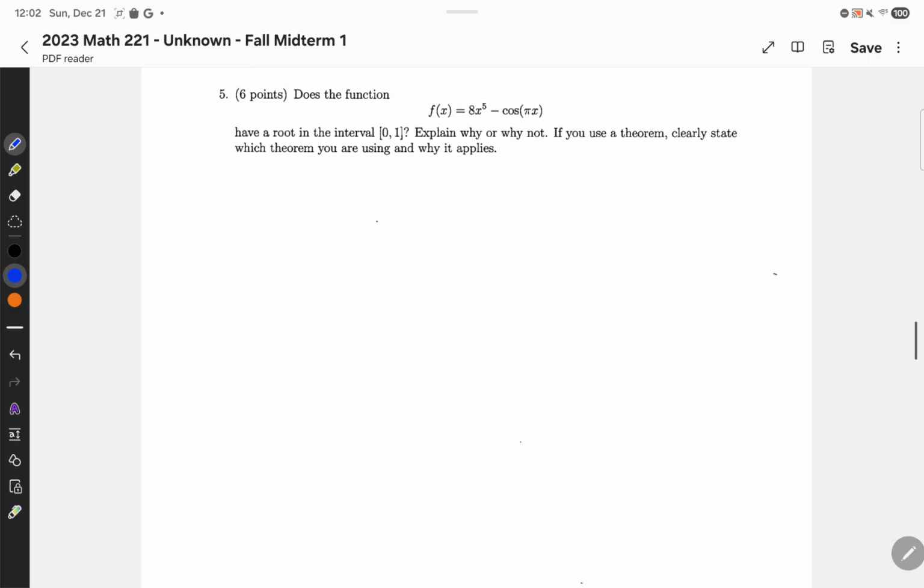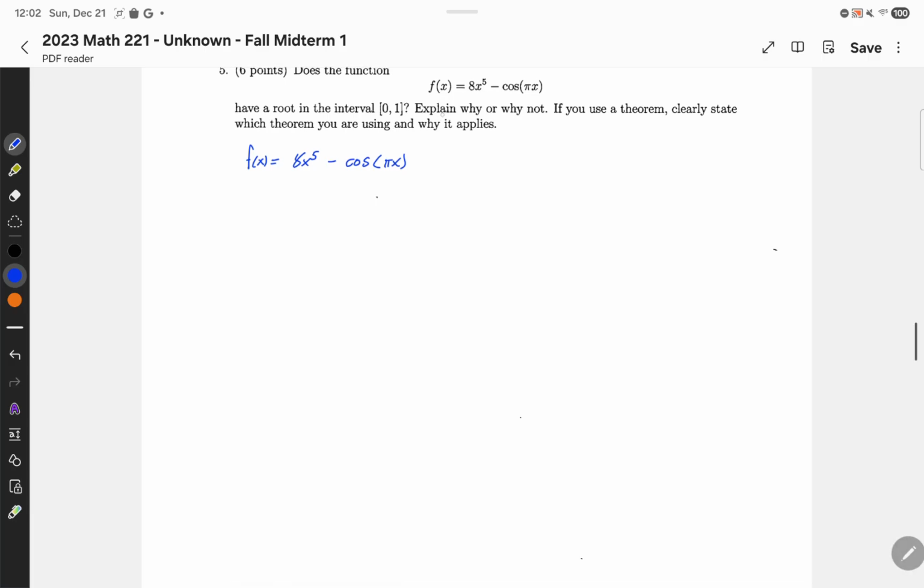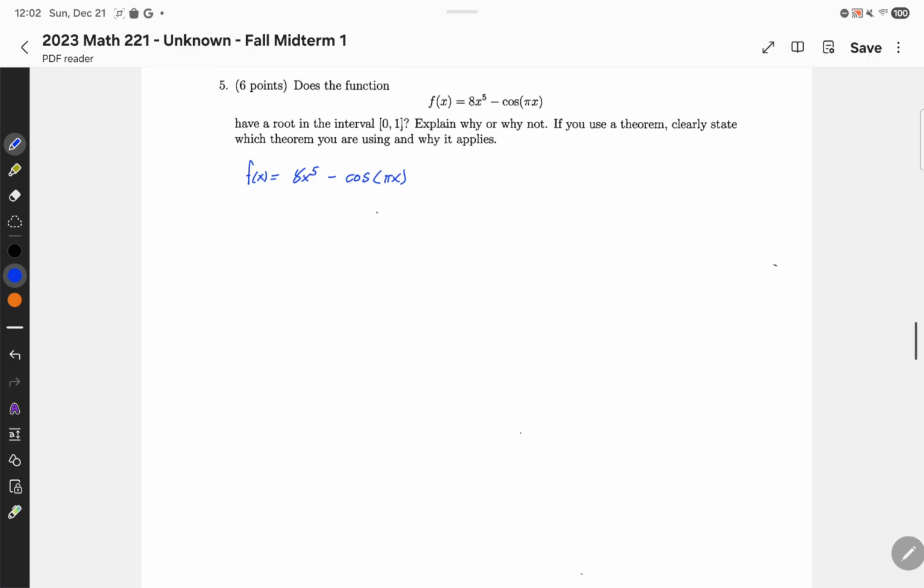So, for this problem, we have that f of x is equal to 8x to the 5th minus cosine pi x, and we want to find if it has a root, or in other words, is it equal to 0 on the interval 0 to 1? So the first thing we might as well check is what do both of these endpoints look like? Because a lot of the times the endpoints can tell us what the function's going to look like.